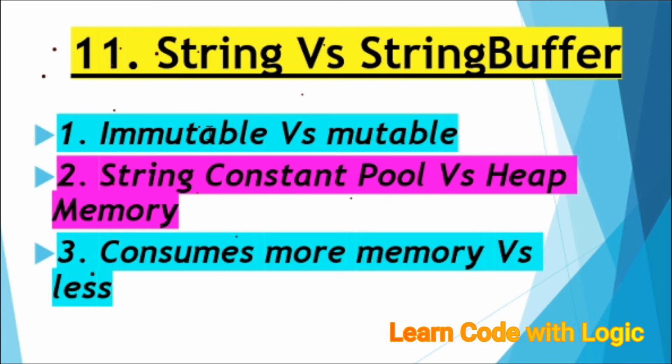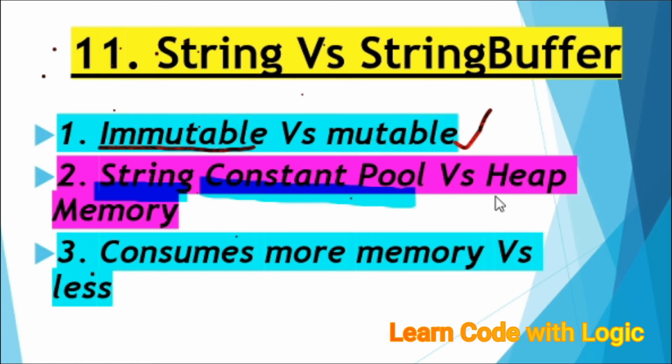String versus string buffer. String supports immutability, meaning a constant object. If you want to append, insert or do any manipulations, the solution is to go for string buffer or string builder, because these are mutable classes. The second part is about storage. If you create the string value using literals, it is stored in the string constant pool, whereas string buffer uses heap memory.